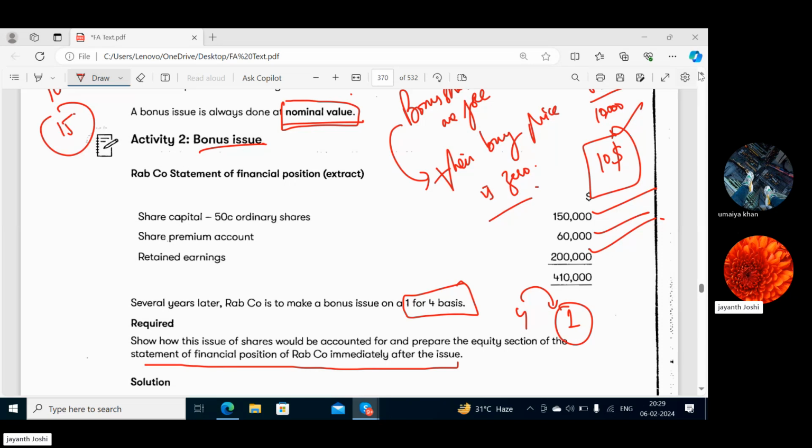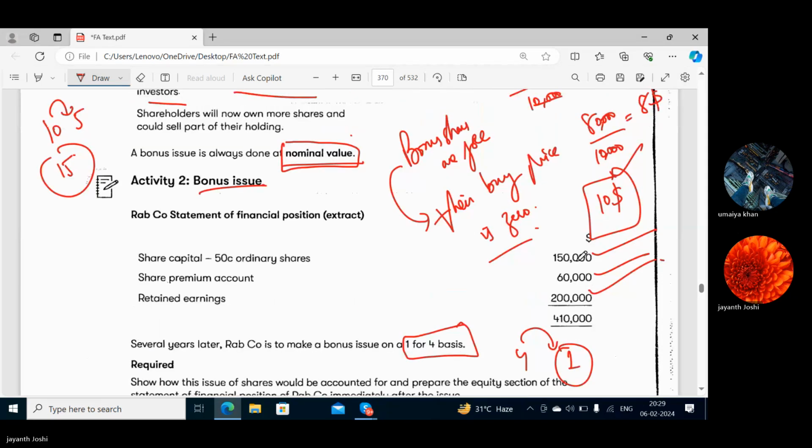Hello, Maya, have you read this? Yes, sir. Hello. Yeah. So first and foremost thing what you need to understand is for every 4 shares, the company is giving 1 share, right?